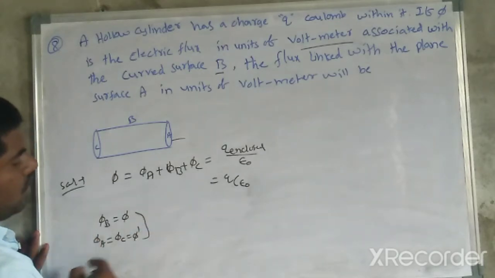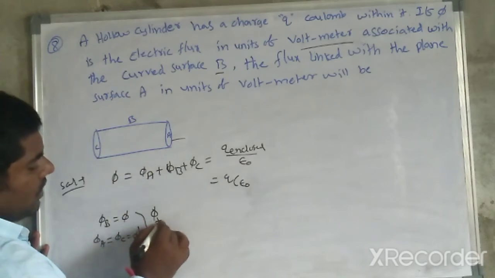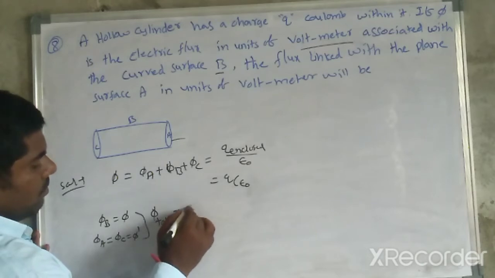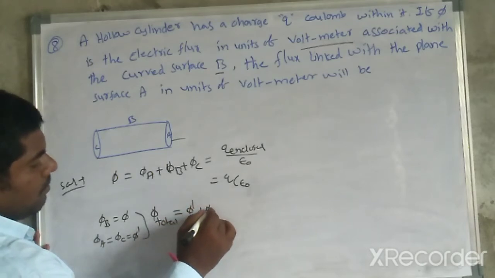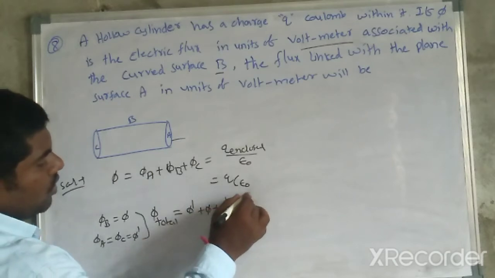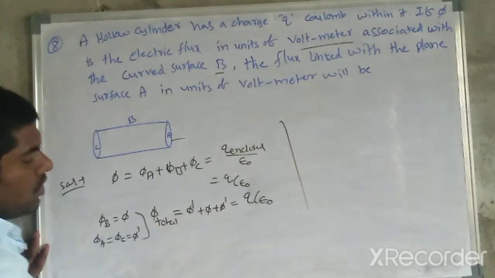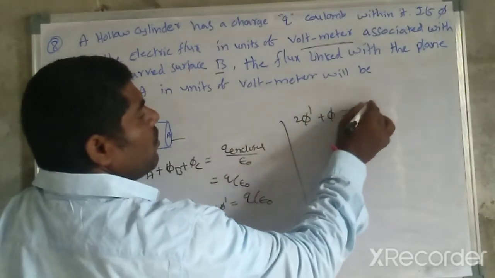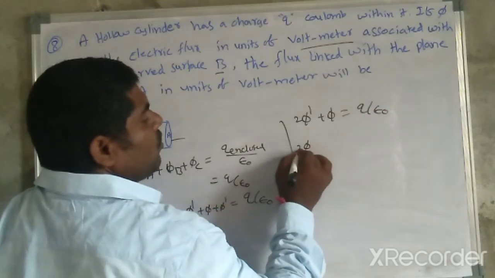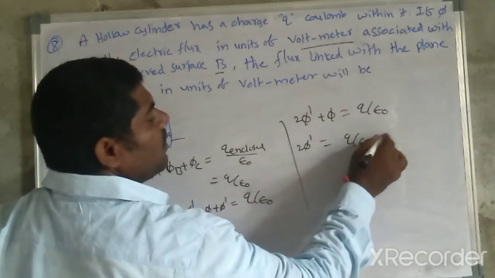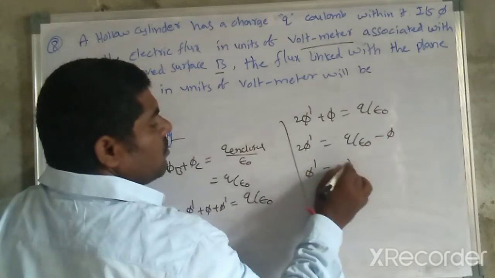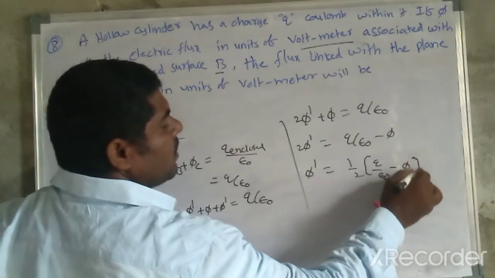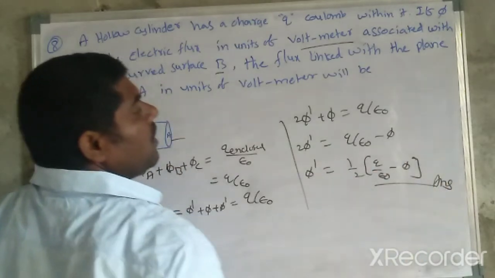So substitute these two values here. Total flux: phi dash plus phi dash plus phi is equal to q upon epsilon naught. 2 phi dash plus phi is equal to q upon epsilon naught. So 2 phi dash is equal to q upon epsilon naught minus phi. Phi dash is equal to 1 by 2 of (q upon epsilon naught minus phi). This is the answer to the question.